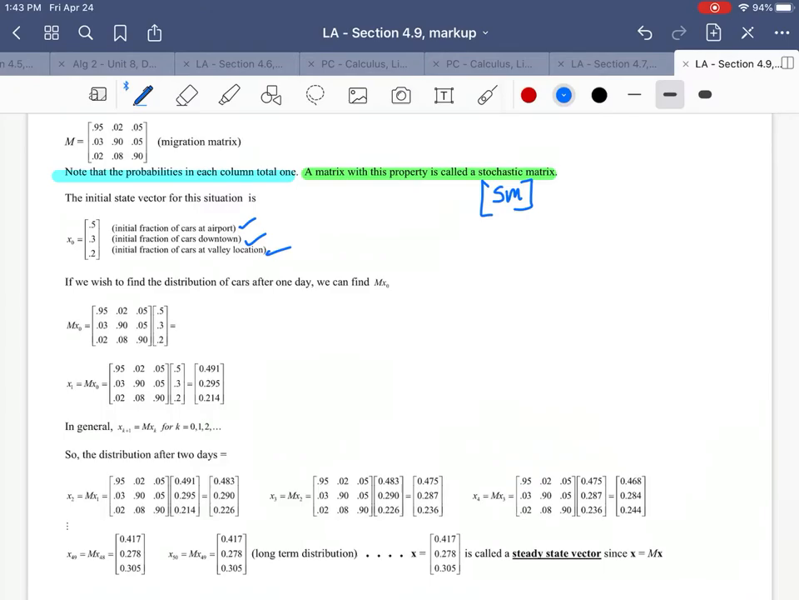We have our matrix of probabilities, and we multiply it by where everybody was to begin with. You can see this problem's all worked out, and you can see your answer right there. 49% of your cars are going to be at the airport, 29% are going to be downtown, and 21% are going to be at the valley location.